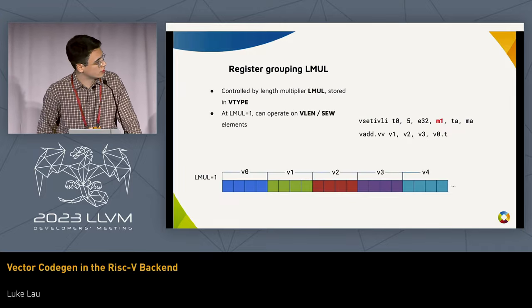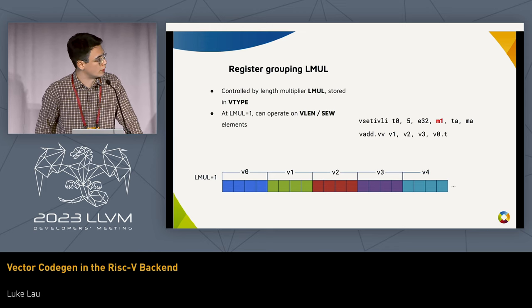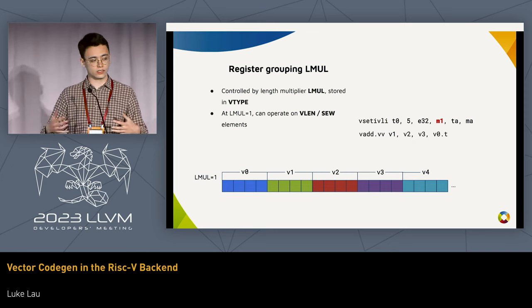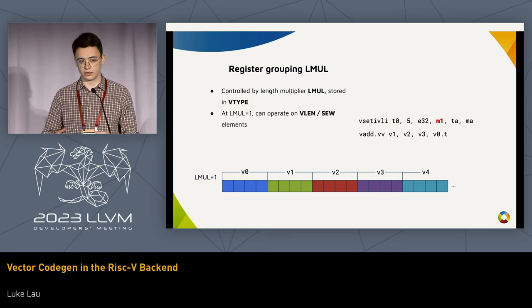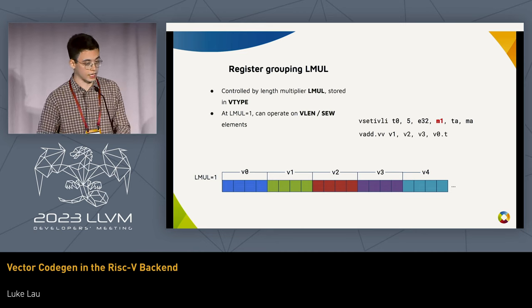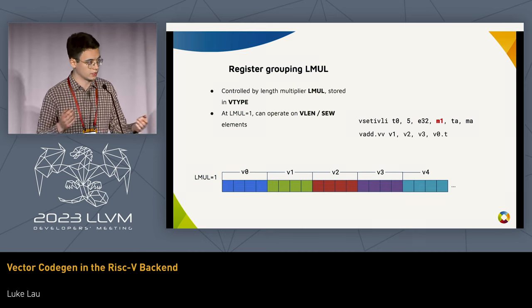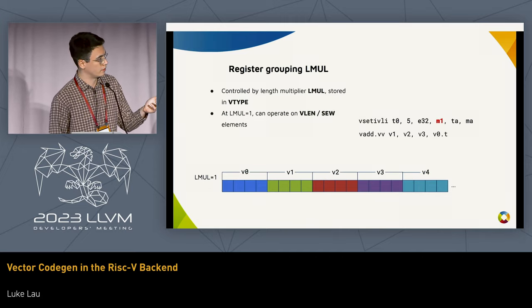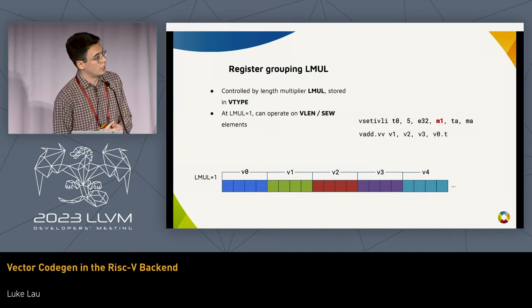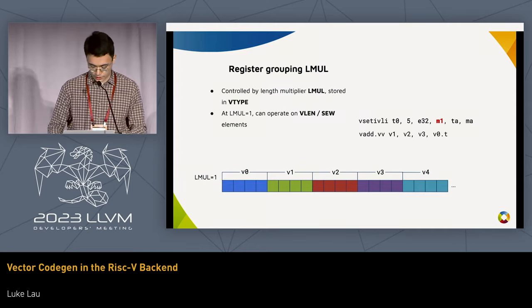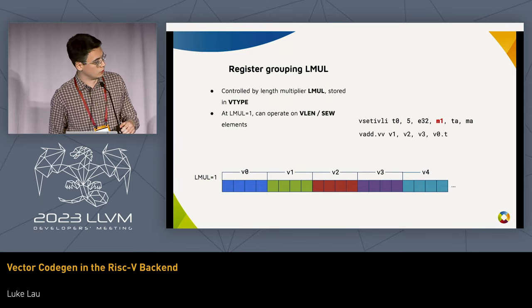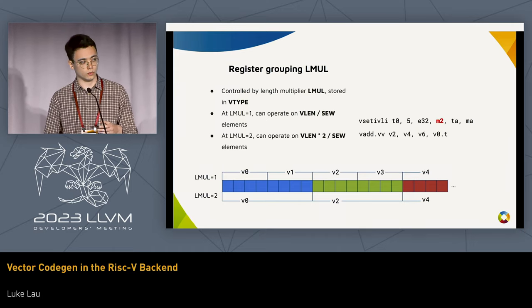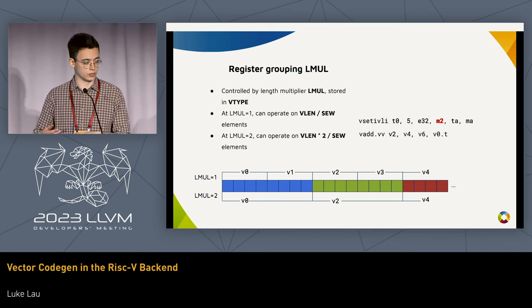But perhaps the most interesting feature of RVV is this notion of register grouping. It allows us to essentially sacrifice the number of vector registers that we have in order to increase the size of the vector registers. Again, it's something that we configure with vsetvli, and it's stored in the vtype register, and we call this length multiplier LMUL. What this LMUL multiplier does is that if we were to change it to 2, all of a sudden v0 becomes v0 and v1 grouped together, v2 becomes v2 and v3 grouped together, and so on and so forth.